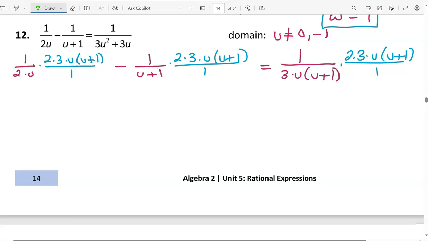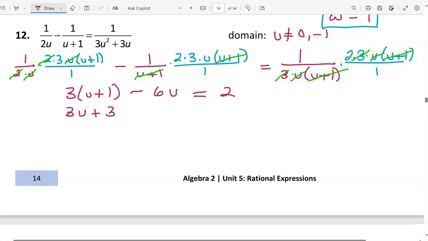The first multiplication, factors of 2 and factors of u will cancel. In the second multiplication, factors of u plus 1 will cancel. In the third, factors of 3, factors of u, and factors of u plus 1 will cancel. That leaves the result of the first multiplication as 3 times u plus 1, the result of the second as 6 times u, and the result of the third as 2.